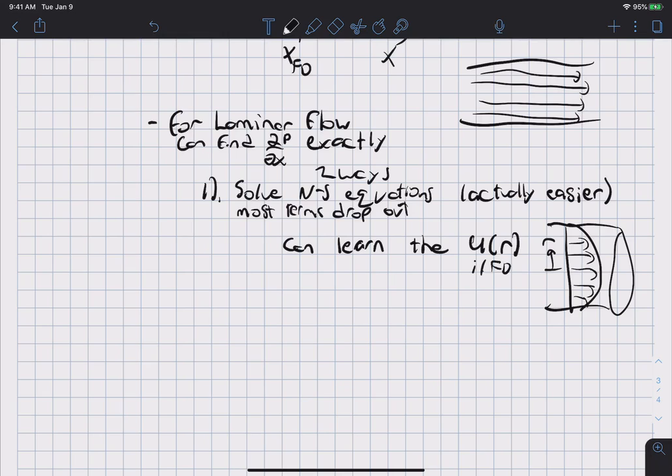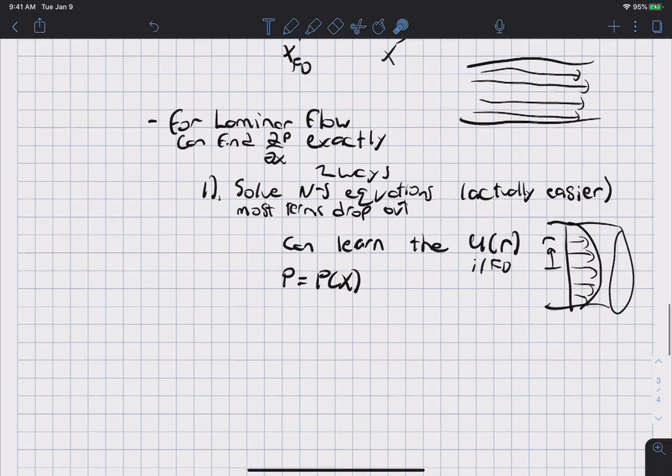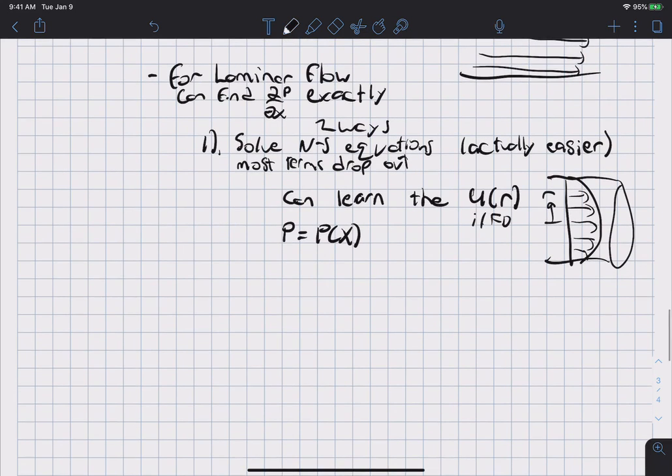And furthermore, pressure is only a function of x. It is not a function of r. And so if you work with the Navier-Stokes equations, you learn that information directly. Okay, and so at this axial station here, anywhere on this velocity profile, the pressure is constant. Okay, so we'll just keep those in mind.